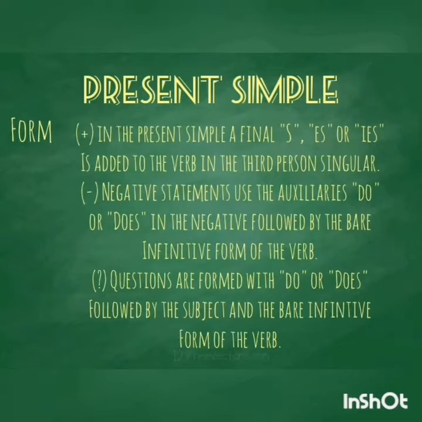Concerning its form, in affirmative sentences, the present simple adds a final s, es, or ies to the main verb in the third person singular, that is to say, he, she, or it. In negative statements, we use auxiliary verbs do and does in the negative form, and the main verb after it in the bare infinitive or base form.